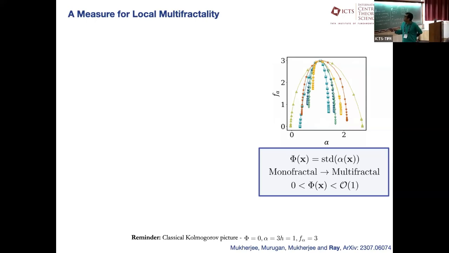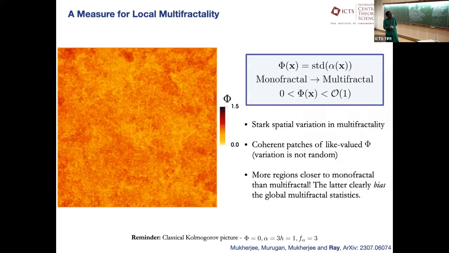We should be careful about taking the standard deviation of these plots, because this is not really a PDF, but a spectrum of exponents. But let's say we look at the standard deviation of alpha of X, which is now spatially varying. Then this object phi, yellow would be monofractal. So there is nothing. This is one, Kolmogorov.